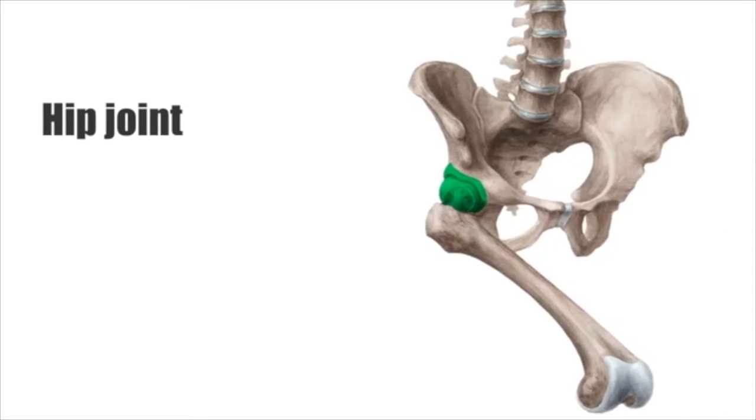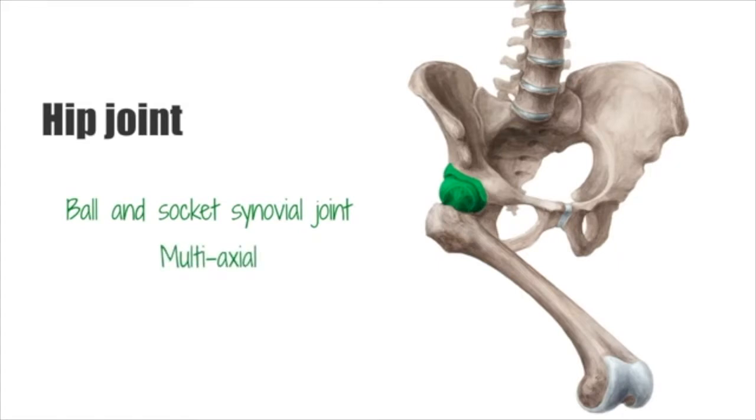So the hip joint is a ball and socket synovial joint, forming the connection between the lower limb and the pelvic girdle. And as we can see in this image, we have the pelvis here and the right femur just here. And the hip joint is also multi-axial, meaning that it rotates on more than one axis, which allows for a wider range of movement. And of course, the hip joint is designed for stability and weight bearing.